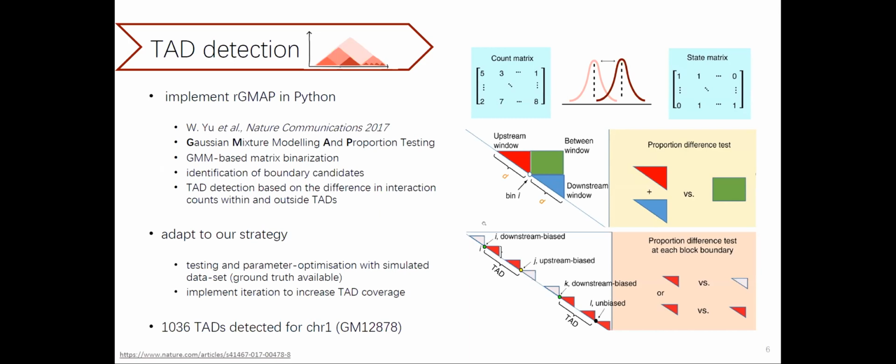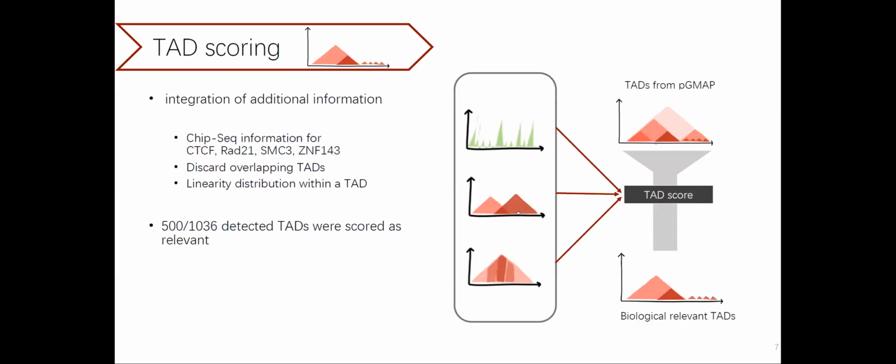We then further adapted that to our strategy by testing it on a simulated data set with available ground truth, and used that to optimize our parameters of the algorithm. We also implemented an iteration with different parameters because initially we detected too few TADs, and that solved it, and also averaged out the TAD size detected. That led to a total of 1,036 TADs detected for chromosome 1 of the cell line GM12878, which we further filtered with our TAD scoring.